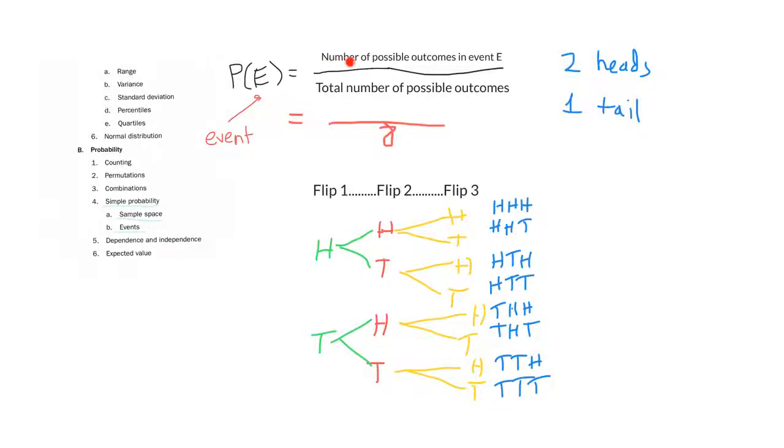Now, we want to know what is the number of possible outcomes in event E. In other words, how many of these outcomes are such that there are 2 heads and 1 tail? Well, I see 1 right here, so I'm going to put a little check mark next to it.